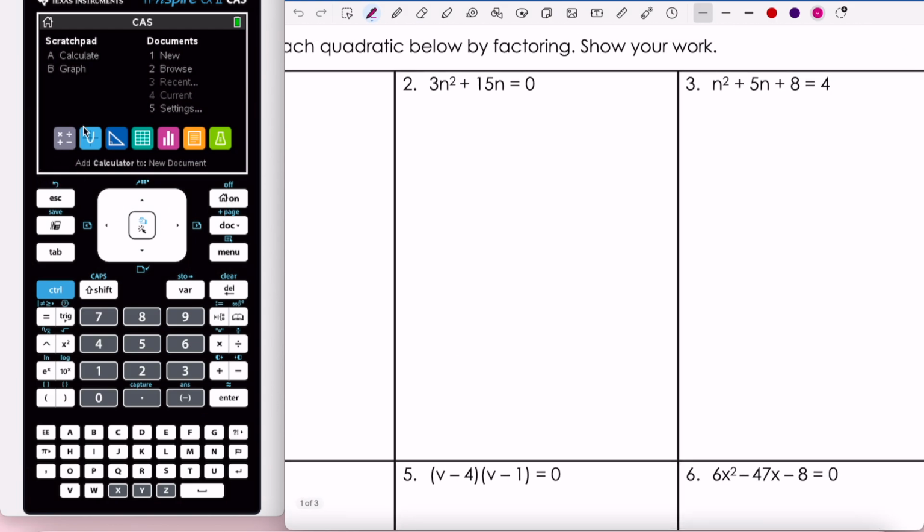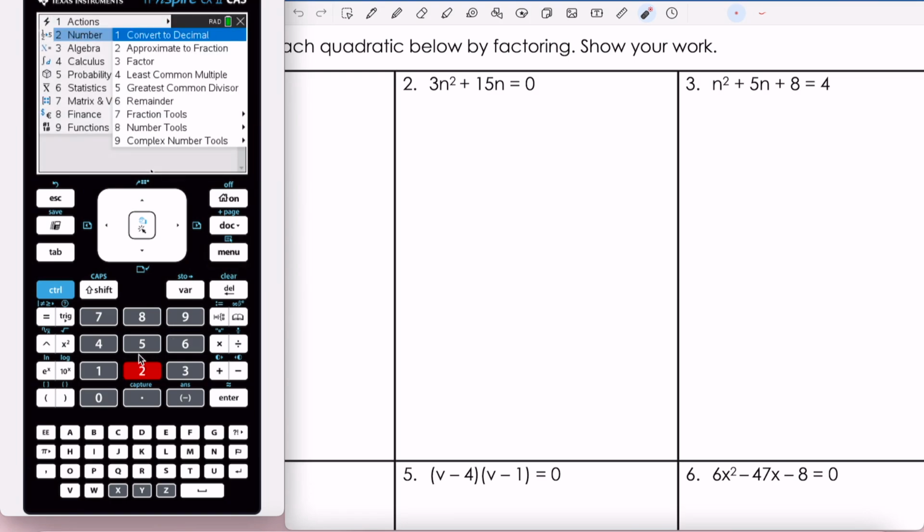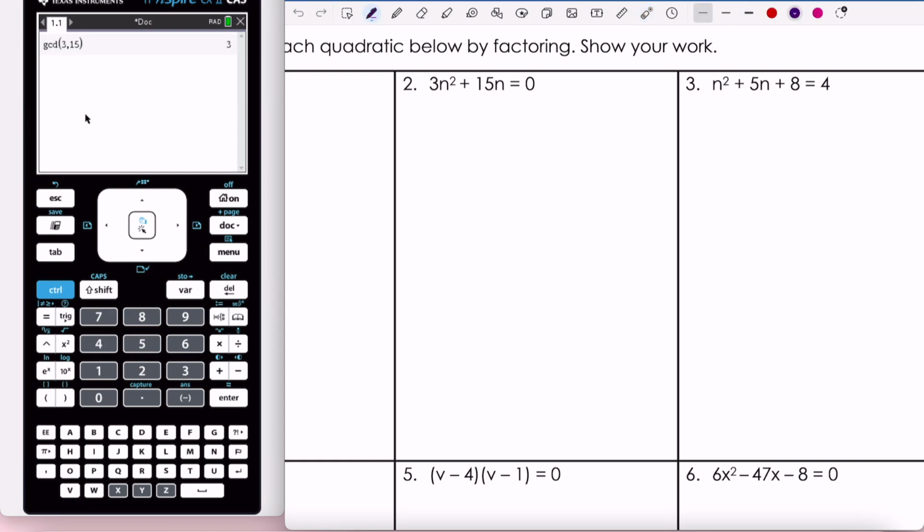So your first step is always to check for a GCF, and especially when your polynomial looks like this. Because this has two terms, there's a greater chance that it's asking for me to factor by taking out a GCF. So here, because I only have two terms, I'm going to press menu 5 one time. I'm going to enter my coefficients, 3, 15, into the calculator. And we end up seeing that between those two numbers, the GCF is going to be 3. So I'm going to put 3 as my GCF.